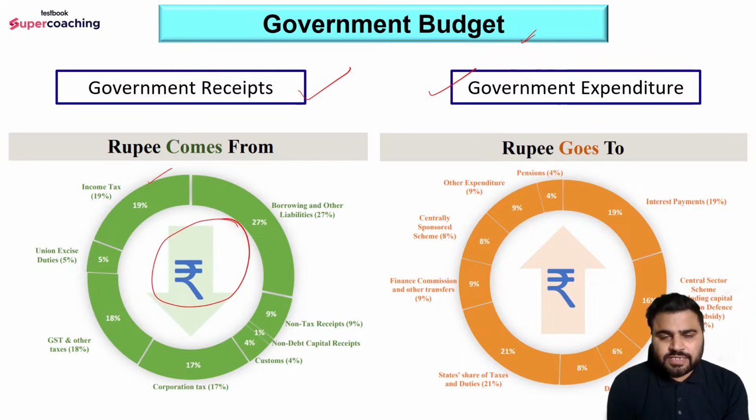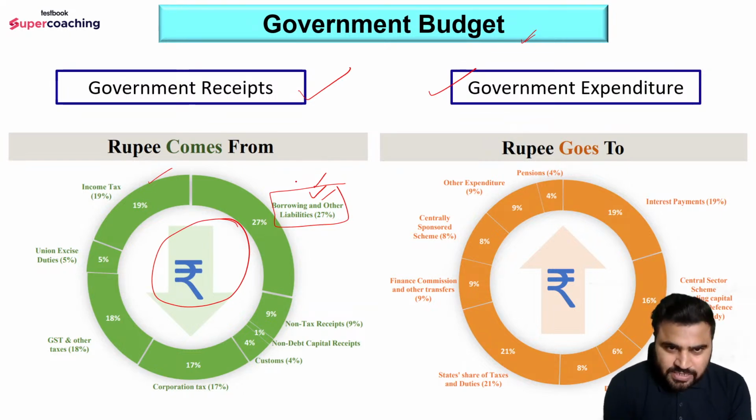The most important thing that I would like to draw your attention to here is that borrowings and other liabilities are also considered as a receipt. Reason being, the money is coming in, even though it is coming by borrowing, okay? So keep this in mind because we would be discussing a very important thing with respect to this. So borrowing and other liabilities are also considered as a part of government receipt.